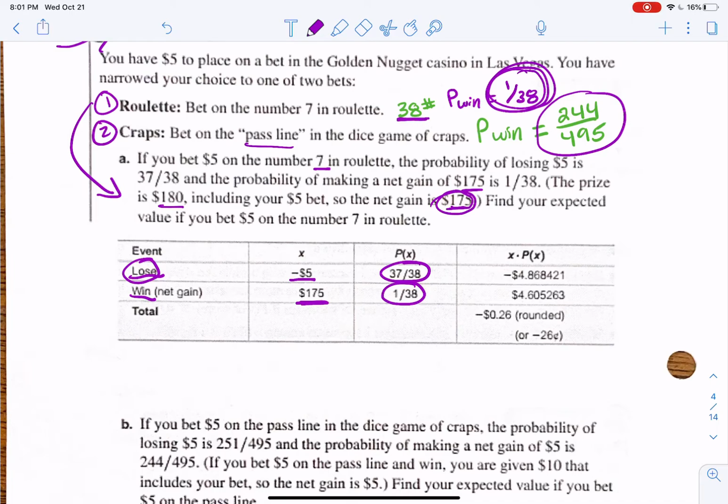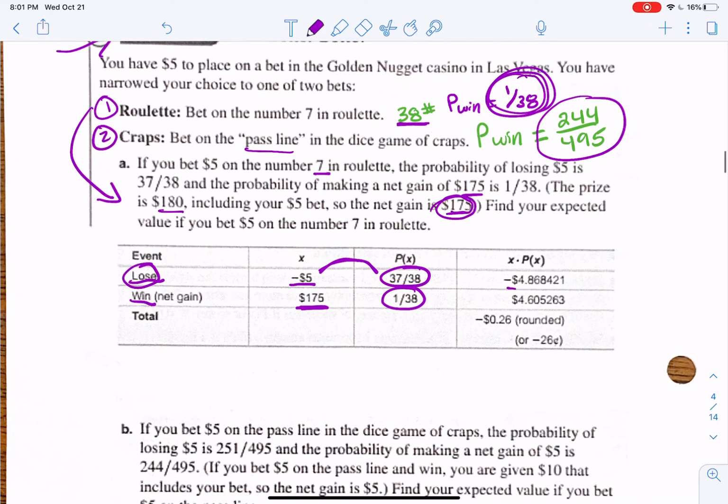So that's kind of how those break down. So what I do is I multiply them together, multiply the probabilities. So $5 times 37 over 38 is a negative 4 point 868421, and they go out a lot of decimal places, okay? And then the chances of me winning $175 is 1 out of 38, and if I multiply those together, I get 4.6052.